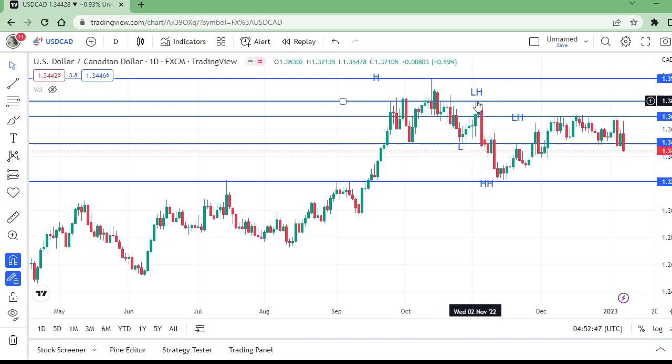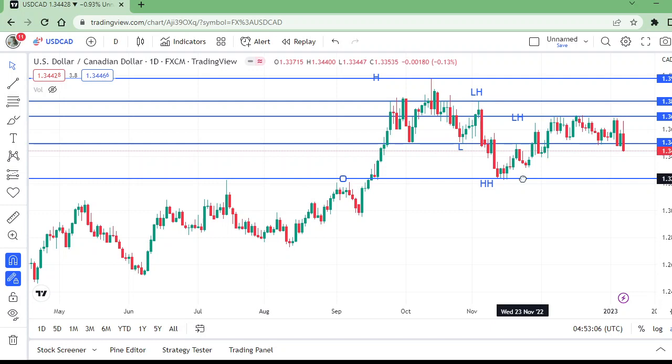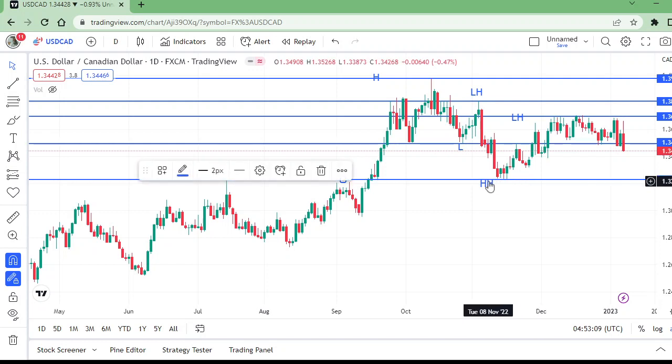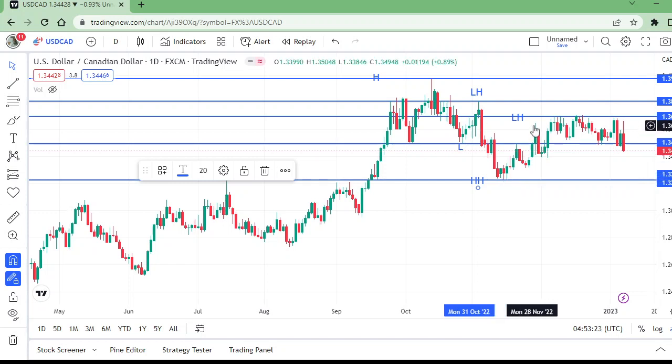The market went up for a lower high. This was the first lower high from here. Then the market came down at this level. This horizontal line needs to be fixed a bit. It is here. So this is the higher high. This is the first higher high, and now the market went back for this lower high.